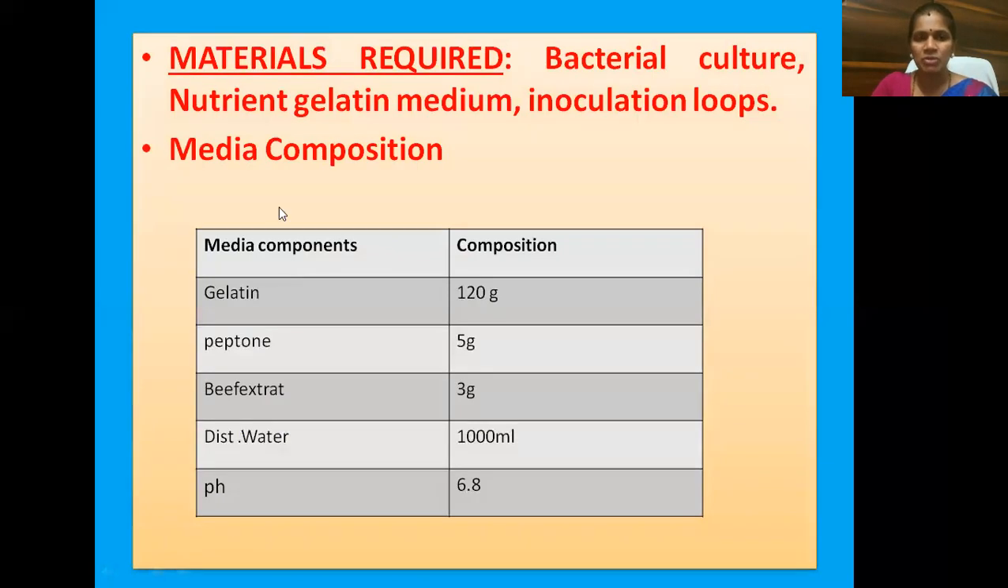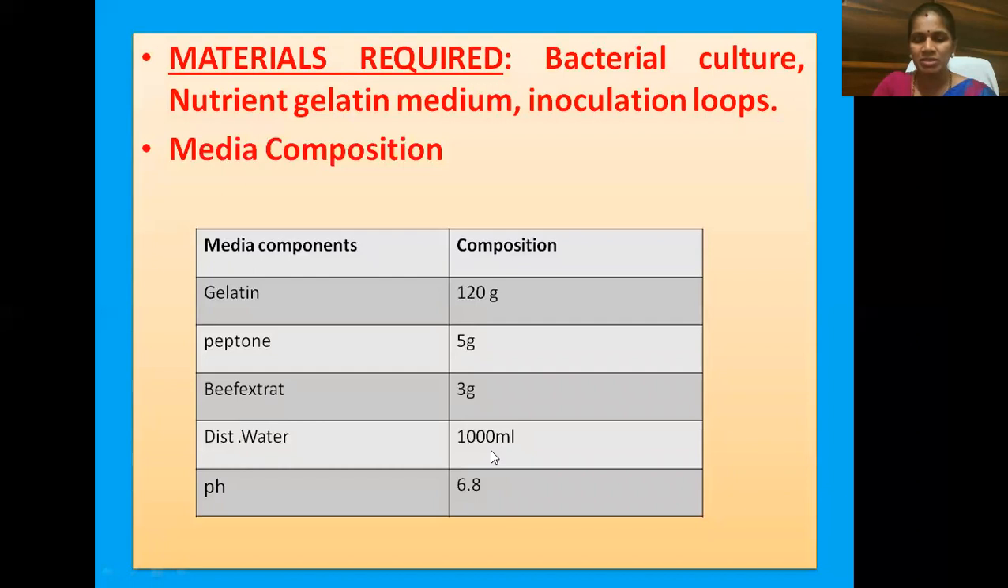Here you can make out the composition of the gelatin media. Before going to the media composition, let us go through the materials required for this experiment. You need bacterial culture, nutrient gelatin medium, inoculation loops, and a spirit lamp. Media composition goes like this: gelatin 120 grams, peptone 5 grams, beef extract 3 grams, distilled water 1000 ml, and you need to maintain the pH at 6.8.